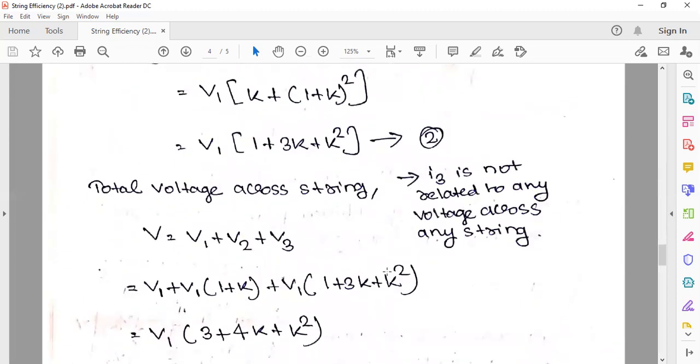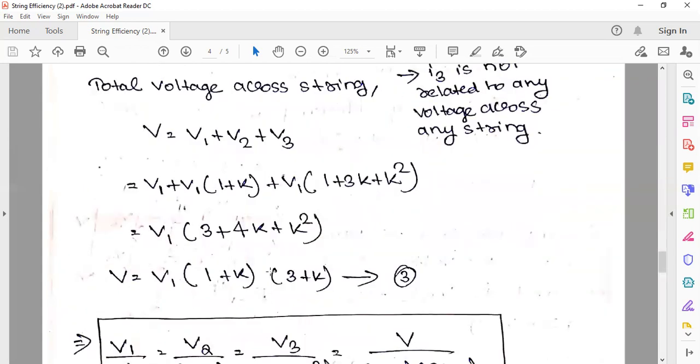So the total voltage across the string V is equal to V1 plus V2 plus V3. So we substitute the value of V2 in terms of V1. Remember why we did it: we brought all the voltages in terms of V1 so that we can substitute. So V is equal to V1 into 3 plus 4K plus K square. So V is equal to V1 into 1 plus K into 3 plus K. That is equation 3. This is taking common and rearranging.